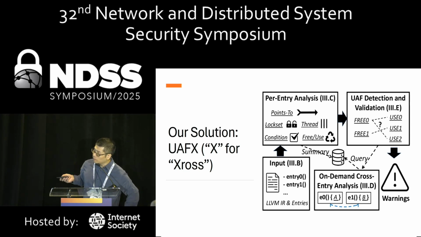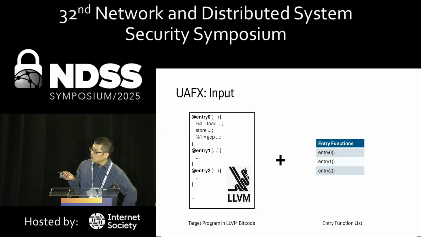This overall figure looks a little complex, but I will start from the very beginning, which is the input of our system, okay? So we require two parts as our input. The first part is the target program, where we need to discover the UAF issues, compiled into LLVM bitcode because our tool runs on the bitcode. And then we also require a configuration file which lists all the entry functions within the target program. This configuration file could be semi-automatically generated, and more details can be found in our paper.